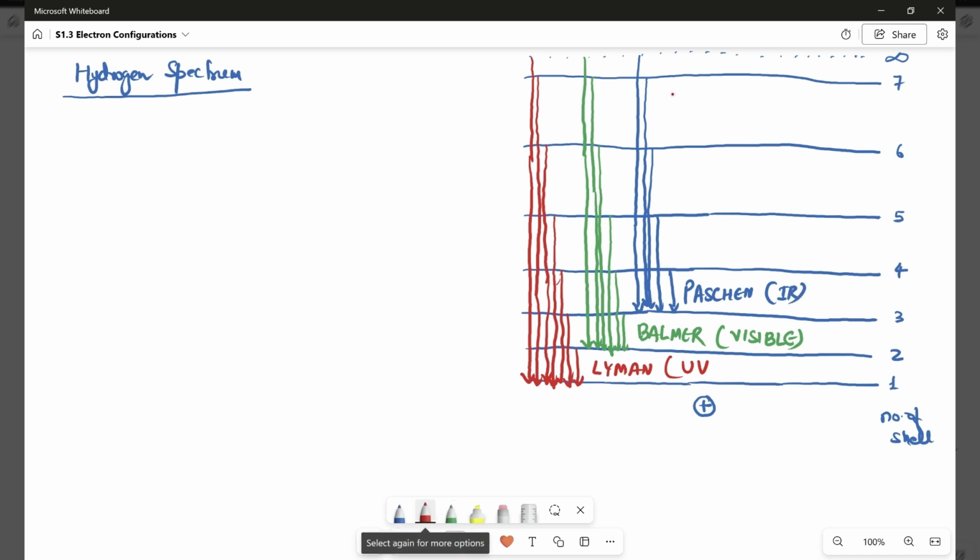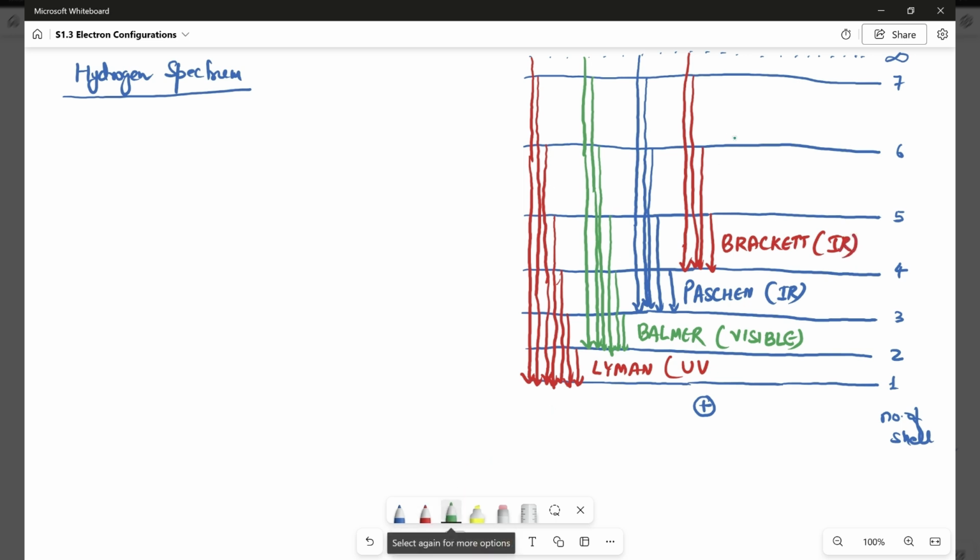Let's take an example where an electron jumps from infinity to level 4, or from 7 to 4, or from 6 to 4, 5 to 4. This is the Brackett series, and this is again an infrared radiation.